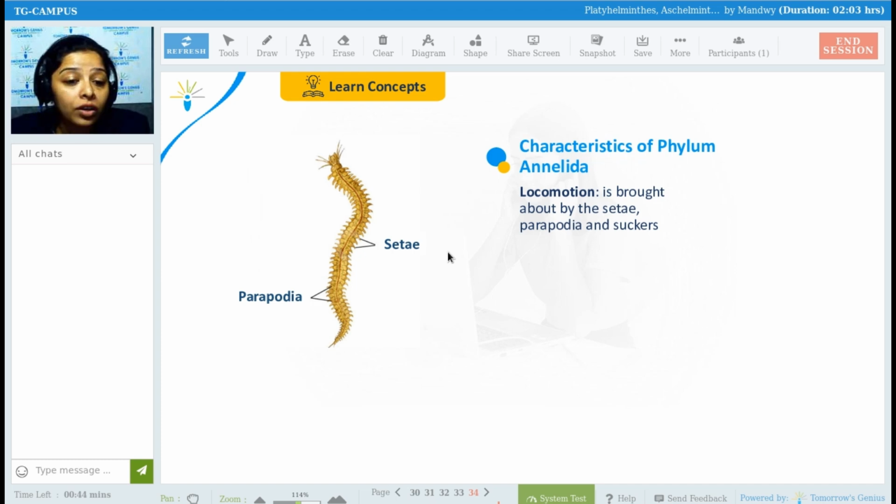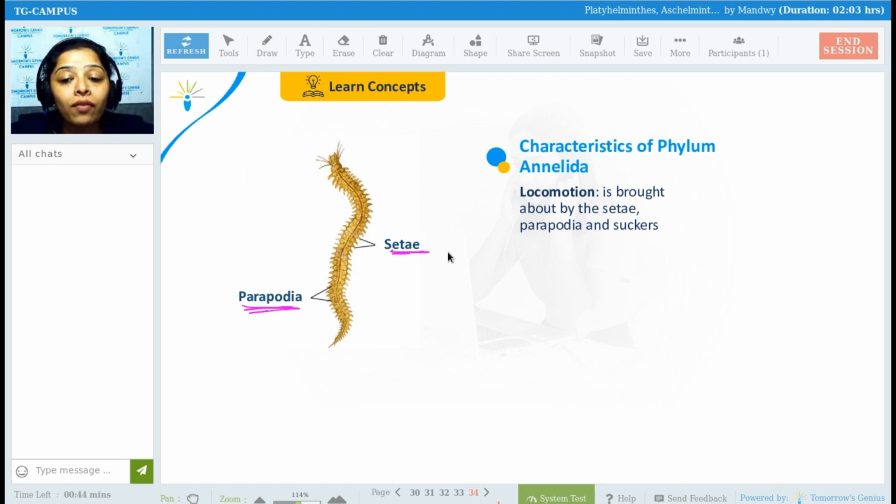Locomotion: they have parapodia, segmentation, and setae. Setae are the limb-like structures, and the numerous limbs they have are called setae. And the segments, the contraction and relaxation of a segment. This type of movement structure is called parapodia.